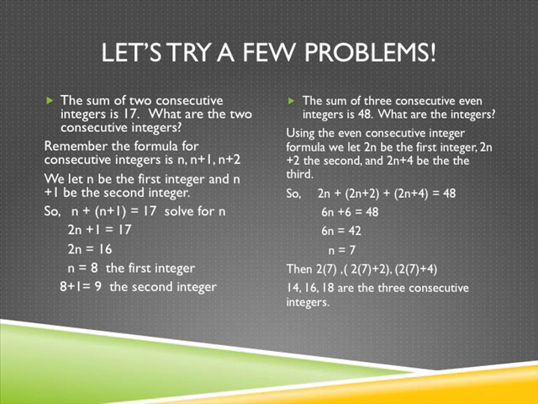Then, to find the integers, we must go back and plug 7 in for n in our formula for consecutive even integers. 2 times 7 will be our first integer, which is 14. 2 times 7 plus 2 is our second integer, which is 16. And 2 times 7 plus 4 is our third. Then 14, 16, 18 are our three integers as shown on the screen.